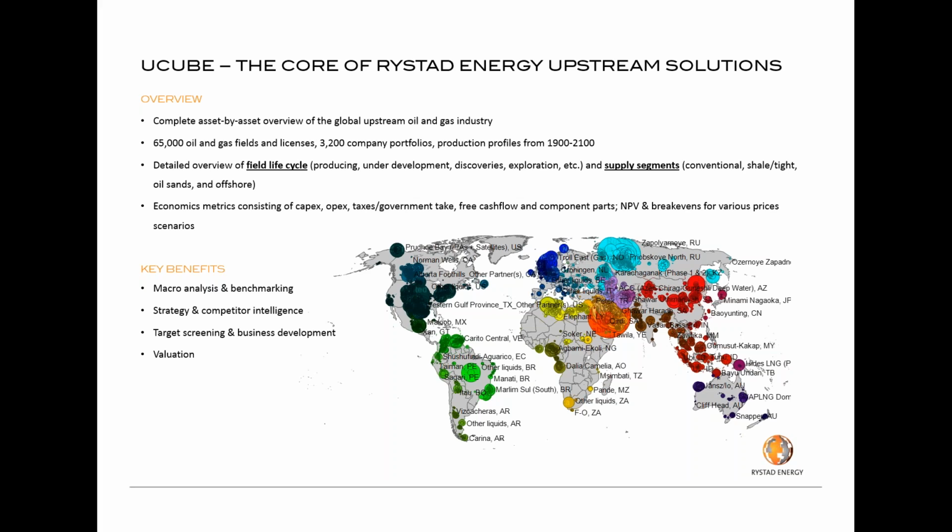On the economic side, our 4 big metrics consist of capital spending, operating expenses, government take, and of course, free cash flow. All of these cost segments are able to be broken down into much more granular detail. And finally, I would also add that UCube is a very good valuation tool. So our modeling provides net present value and break-even estimates on the asset and company level in a range of different oil price scenarios. So in addition to the micro and macro analysis and benchmarking you can do with UCube, it's a compelling business development tool for E&P players, both in terms of competitor intelligence strategy and market screening for acquisition opportunities.